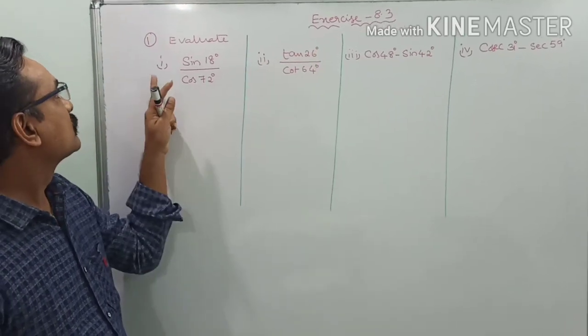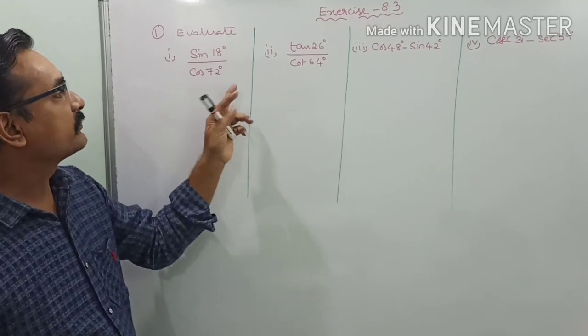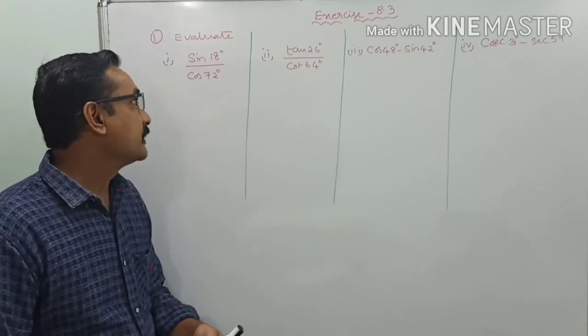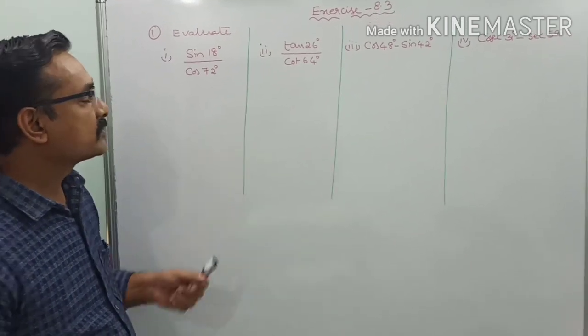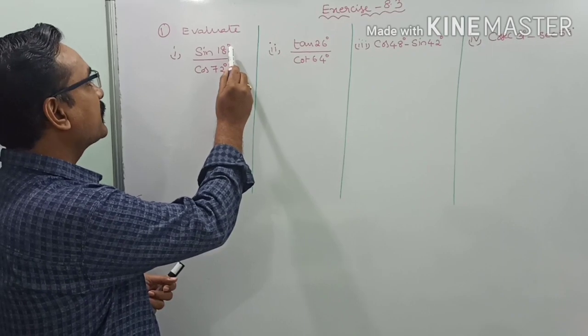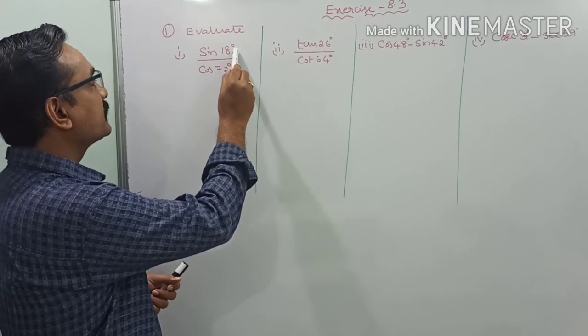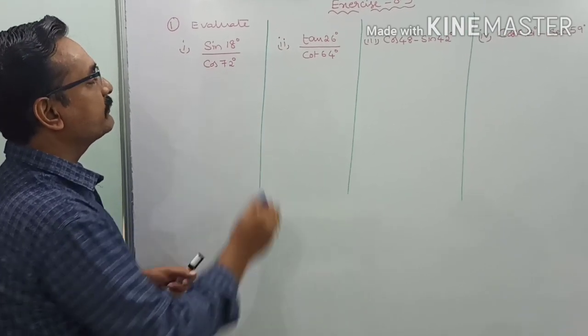Exercise 8.3, question number 1. In the first question, we have 4 parts to evaluate. In all 4 questions, if you add 18 degrees plus 72 degrees in the first, we get 90.